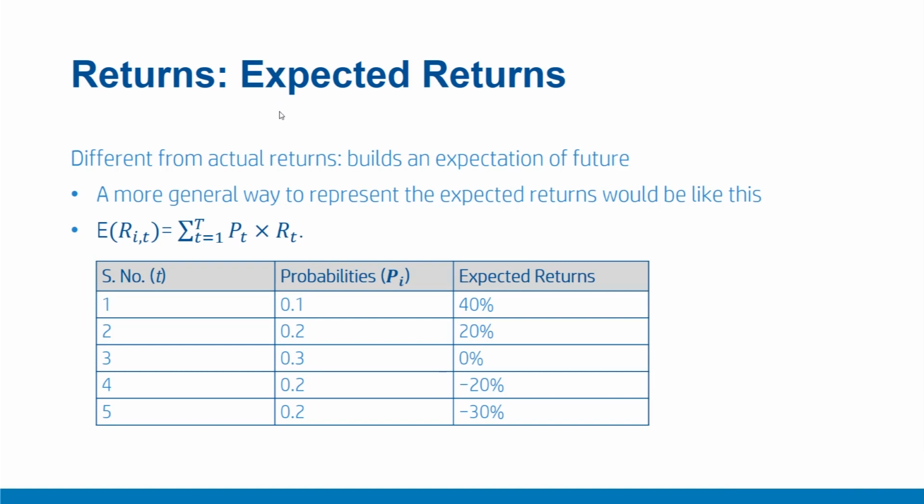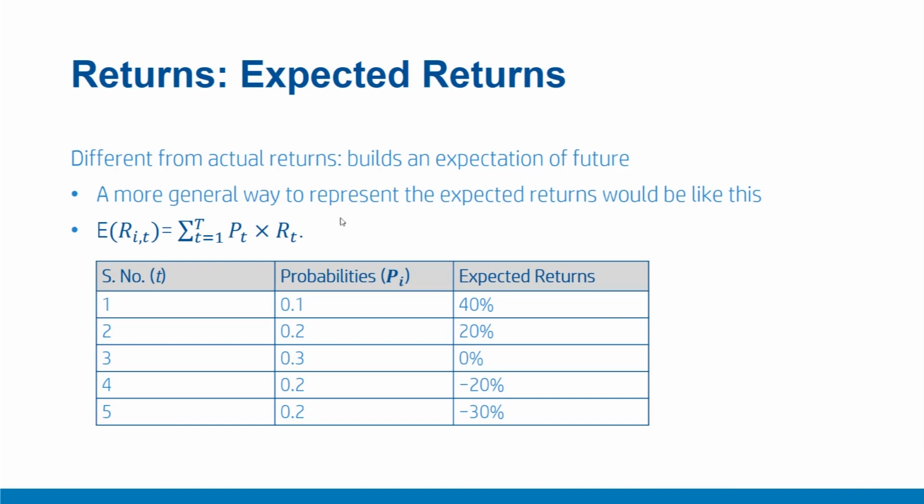Consider the table shown here in this slide and a simple game like this. If you invest rupees 100, there is a 10% probability that you will end up with 140, which is 40% return. 20% probability of ending up with rupees 120, that is 20% return. 30% probability of 100, that is 0% return. 20% probability of 80, that is -20% return, and 20% probability of 70, that is -30% return, as we can see here from the table.